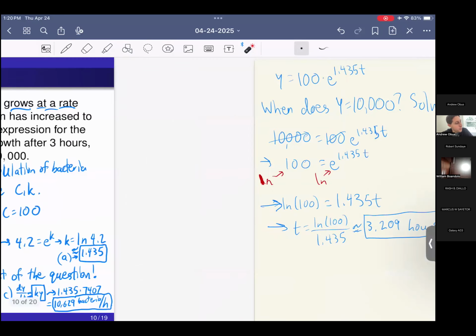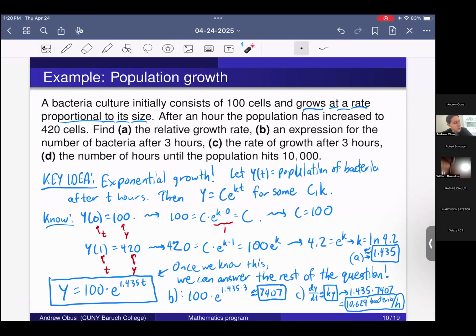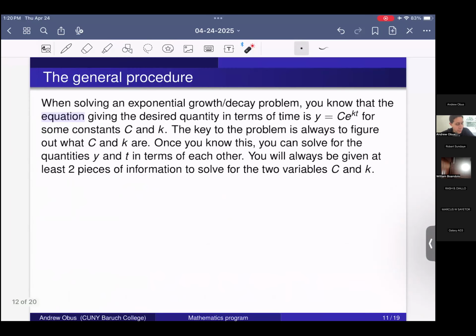In this problem, we were given two pieces of information. We said that it starts with 100 cells, and after an hour, it's increased to 420 cells. So that's two pieces of information, and we needed to use both of them to solve for these variables c and k. Okay, so let's look at another example.